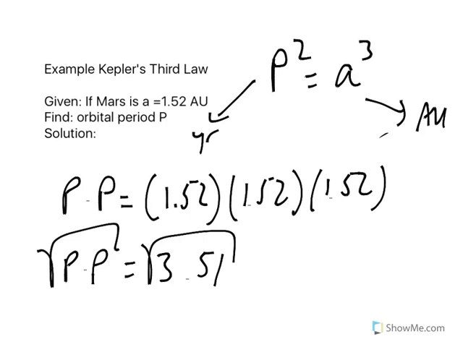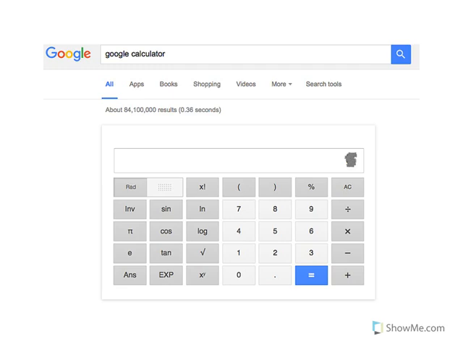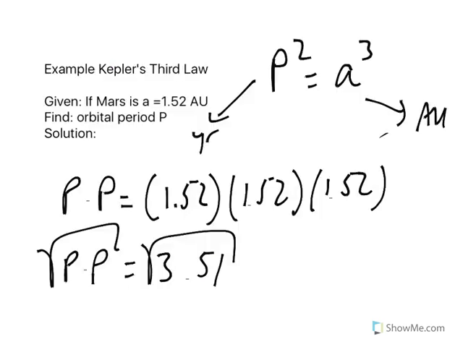And if you're going to be using your Google calculator, get out your Google calculator and type in 3.51 into your box. Then look for the square root key and take the square root of the number and hit equal. So hit square root, then equal. And you should see 1.87 in your box on your calculator. If we go back, we know that this would then be equal to 1.87 years. And so the period of Mars, the time it takes to go around the Sun one time, is about 1.87 years.